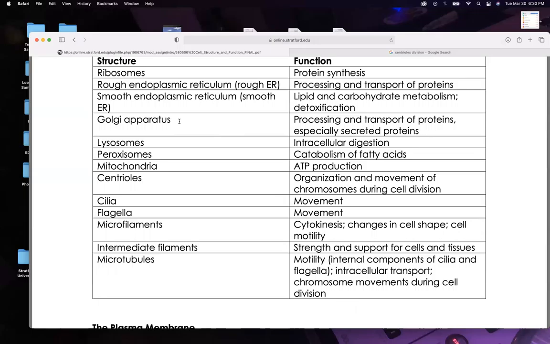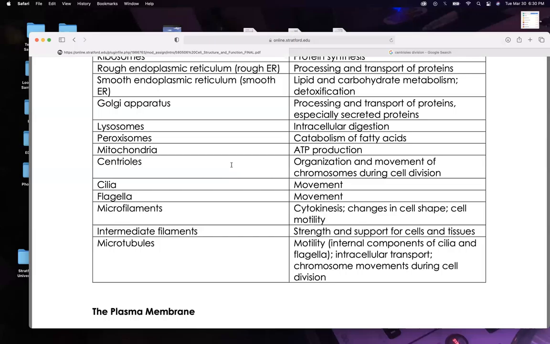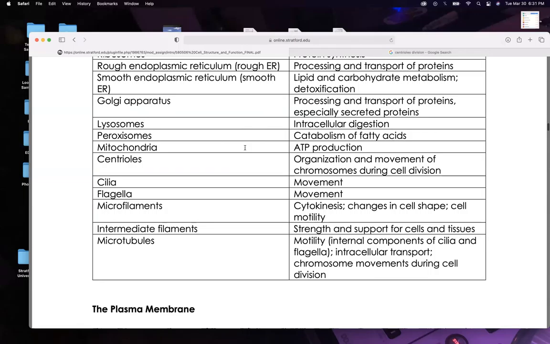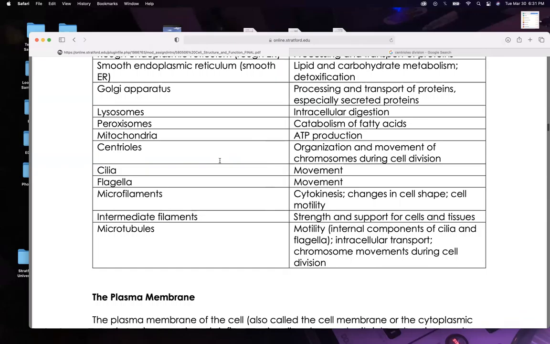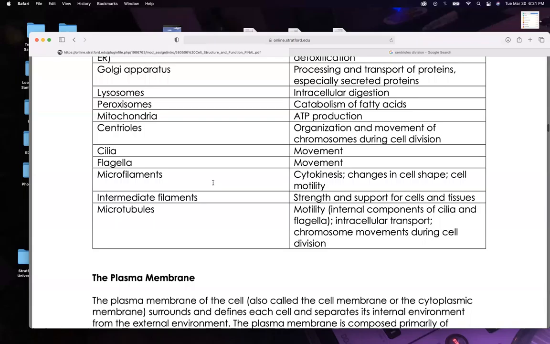You have your smooth ER, that's lipid and carbohydrate metabolism or production, right? Golgi apparatus, processing and transport of things. And that's the FedEx or the post office. Lysosomes and peroxisomes, they break down things, right? Digestion, catabolism, right? And catabolism means breakdown. And so you can break down things, and if you're breaking down fatty acids, you're trying to open up the fatty acids to release glucose. Mitochondria, ATP production, also known as the powerhouse of the cell. Centrioles, organization and movement during cell division.